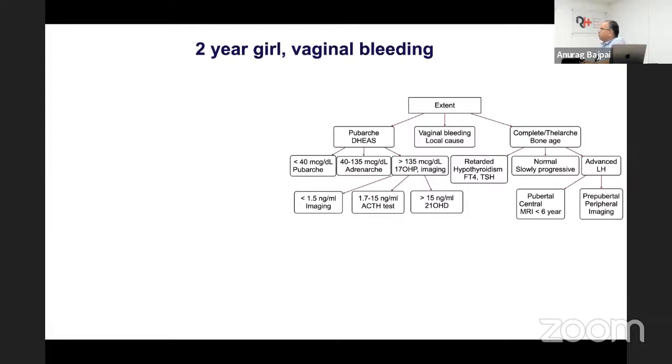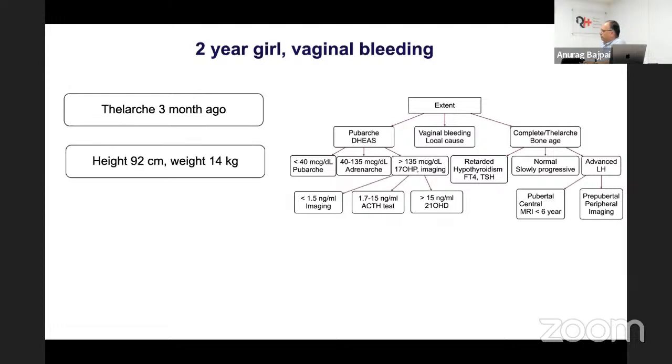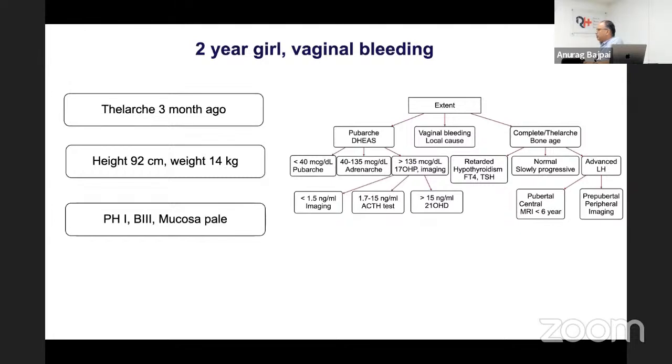Now, Vibha, a 2-year-old girl with vaginal bleeding, thelarche 3 months ago, recent onset thelarche. She is reasonable in terms of height. There is no pubic hair development. There is stage 3 breast development. What are you thinking of?